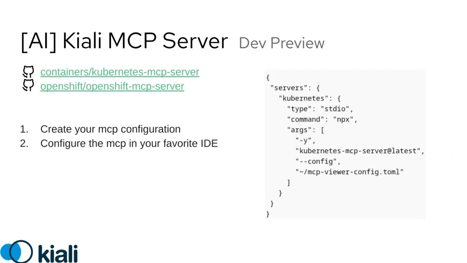Next thing to do is we set up the MCP configuration in our IDE or in Claude, for example. So we create a JSON file with the command npx. We need to specify the arguments. In this case, it is the Kubernetes MCP server with the latest version. And for the configuration, we will use the file created previously. In that case, it is the MCP viewer config.toml.